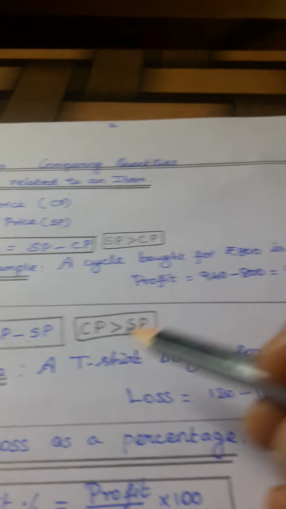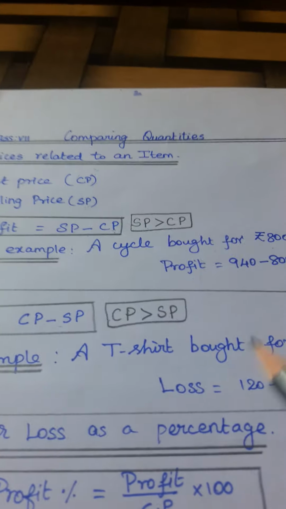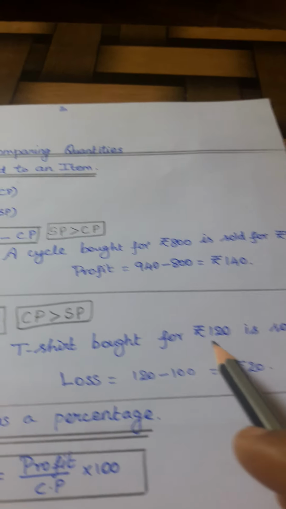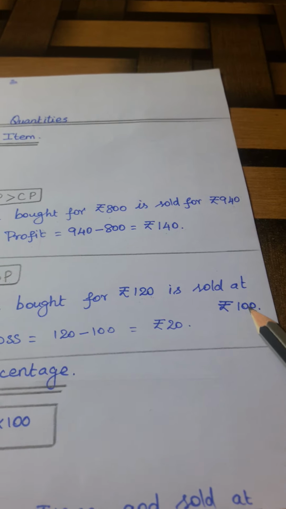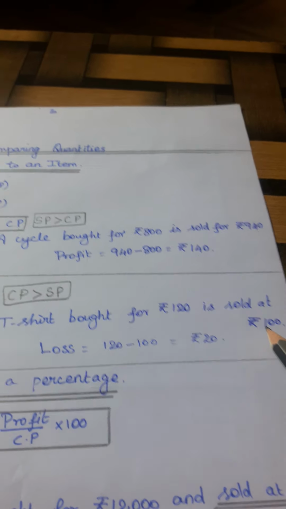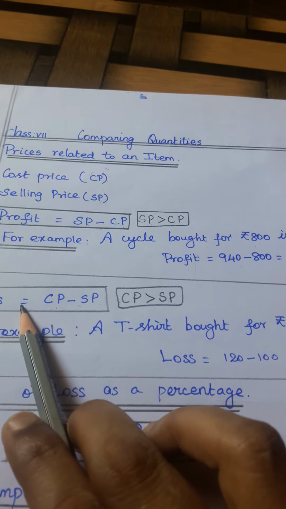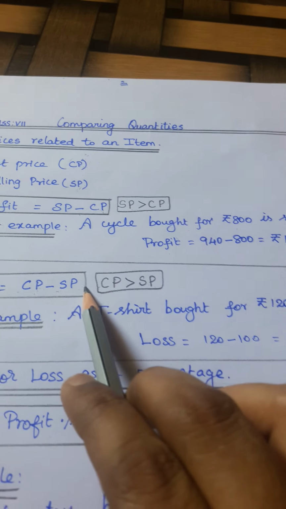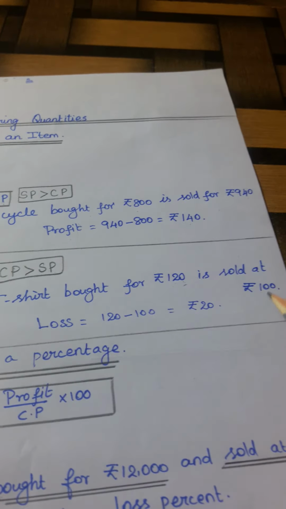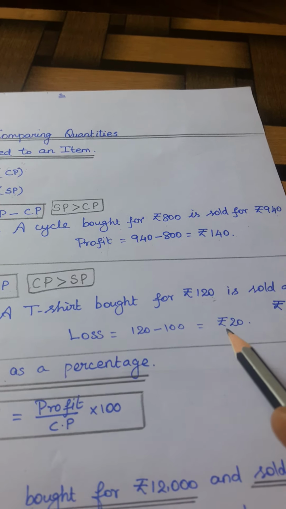And if the cost price is greater, then we get a loss. For example, if you bought a t-shirt for rupees 120 and you sold it at rupees 100, here the cost price is greater than the selling price, so you get a loss. To find the loss amount, you can use this formula: loss is equal to cost price minus selling price. So here the cost price is rupees 120 and selling price is rupees 100. The difference is 20, so the loss is equal to rupees 20.